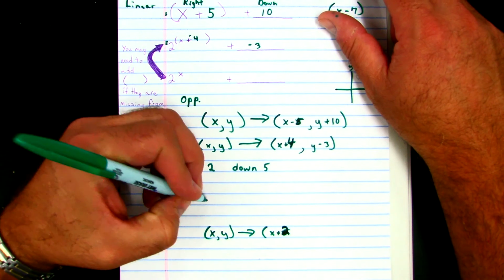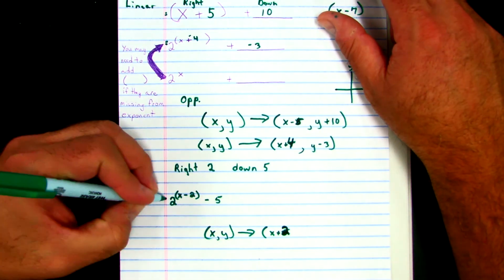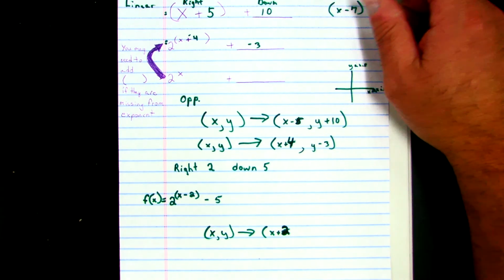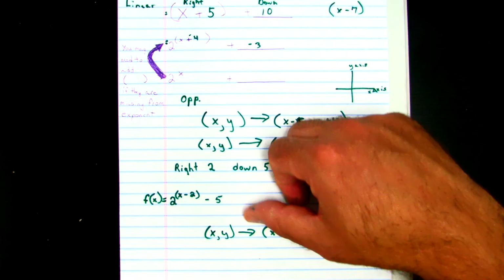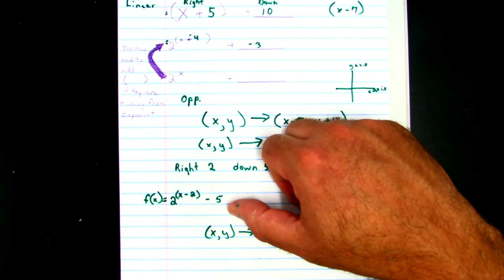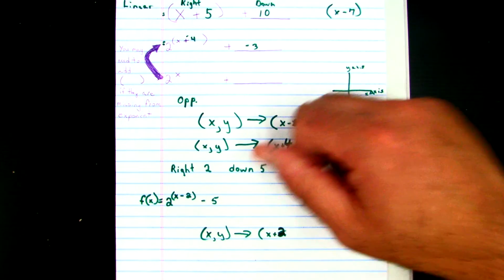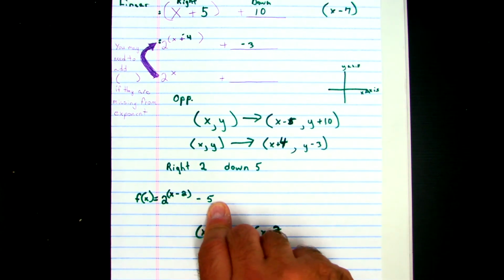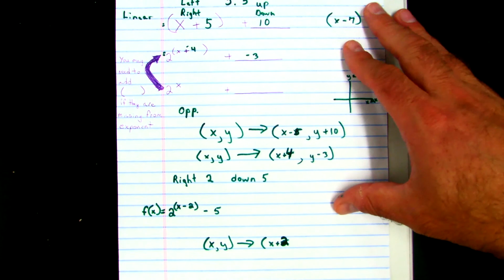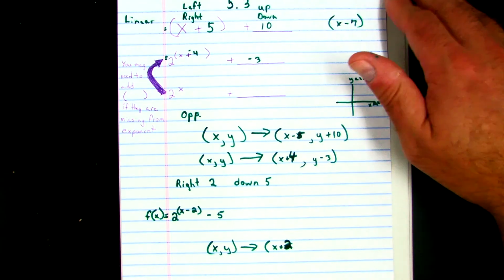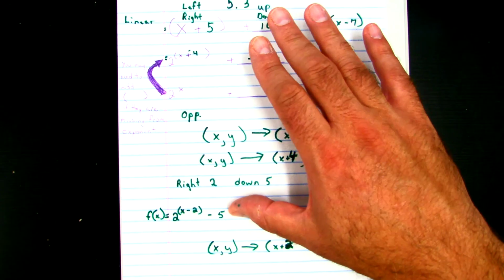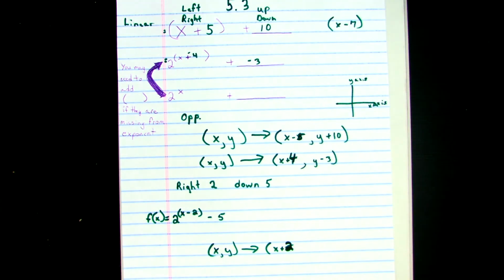And then it says down 5. So when I write it as a function, voila, there we are. F of x equals 2 to the x minus 2, in parentheses in the exponent, minus 5. This tells me I'm going to the right 2 and down 5. So being able to go forwards and backwards with all these problems is all 5.3 was about. Understanding coordinate notation, writing it as a function, giving me the details or directions, telling me where I'm going.